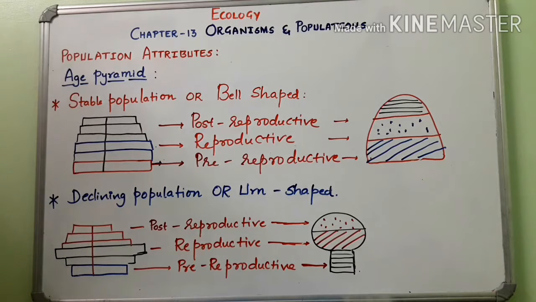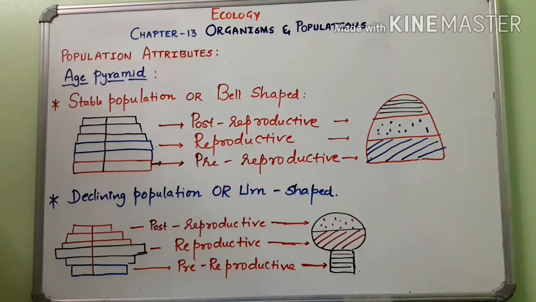So post-reproductive is between age 45 until the end of life, the pre-reproductive stage is the age group from birth to 14 years, and the reproductive age is 14 to 45 years. This is regarding the age pyramid. In that, three very important concepts for your NEET are the expanding population, stable population, and declining population.